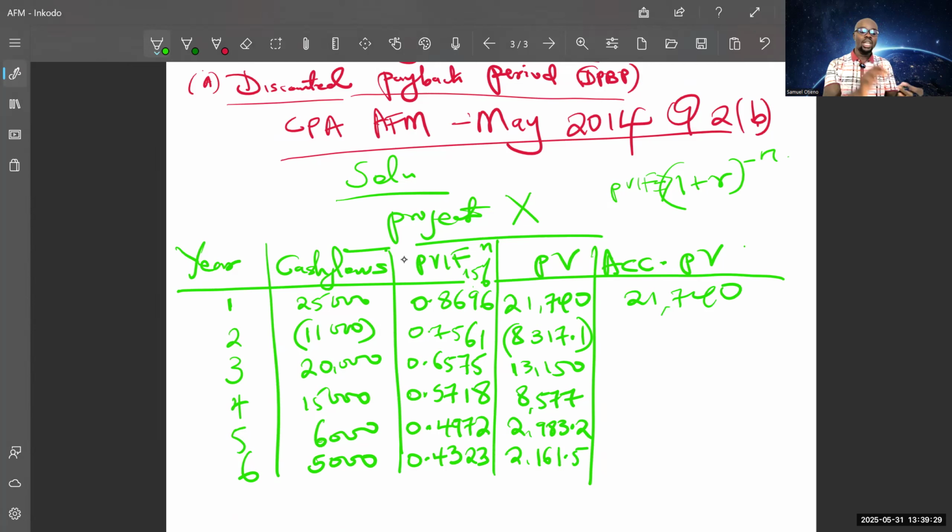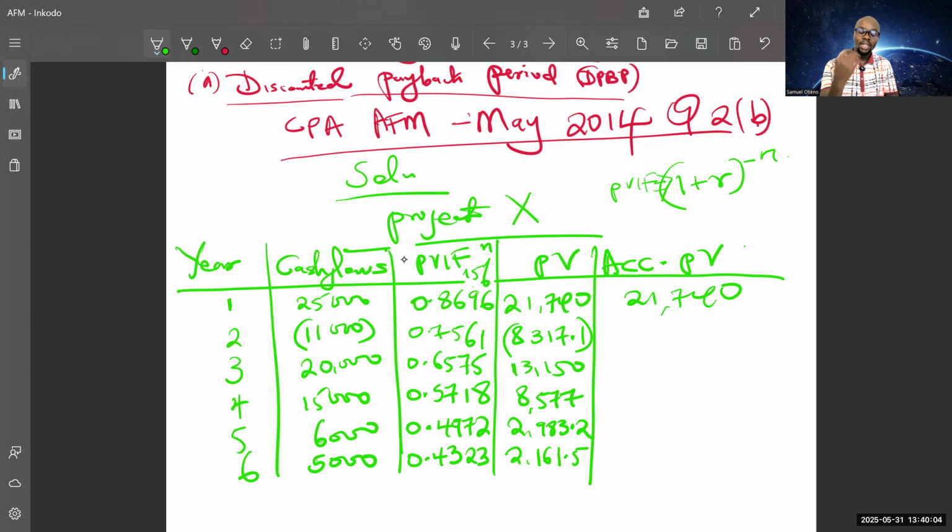When we come to year number 2, now add 21,740 to the cash flow in year number 2. But again, remember, it is the discounted cash flow. Do not come back to use the cash flows which were not discounted, the cash flows you were given in the table. We are now using the discounted figures, and that's why we call them the present values. So 21,740, we add, but remember, it is negative 8317.1. That is the discounted present value for year number 2. That's what we are adding.